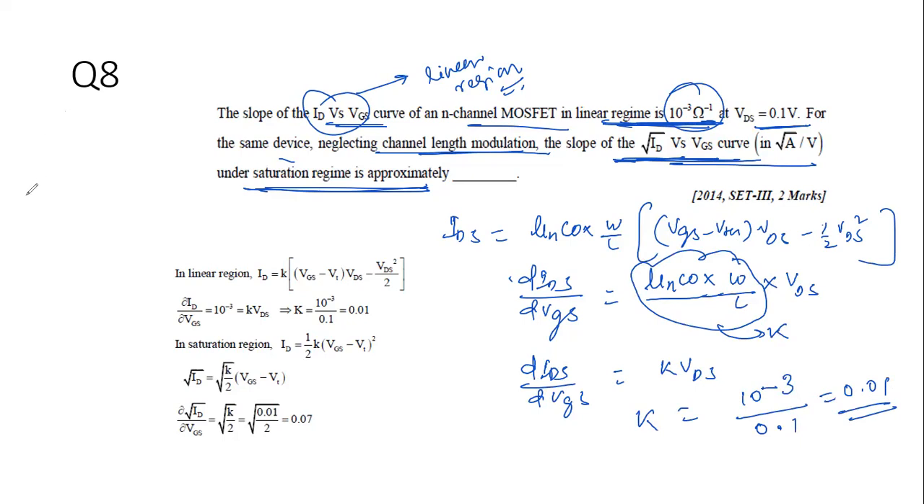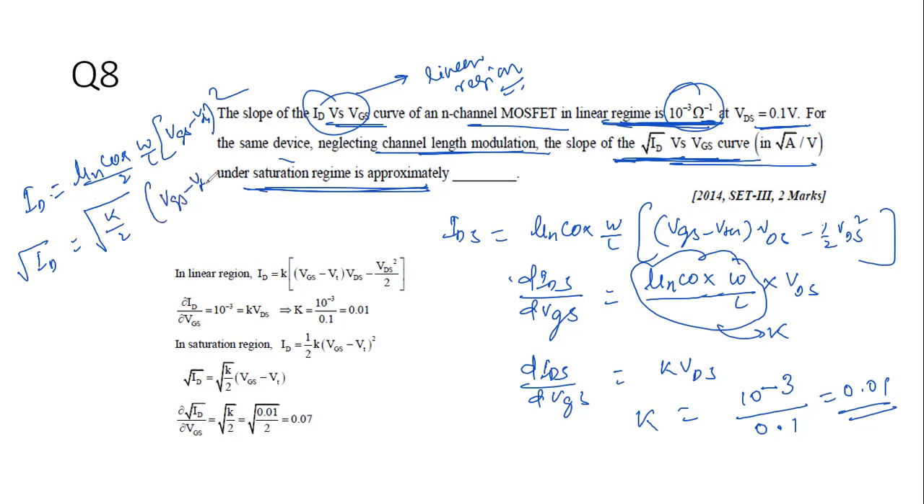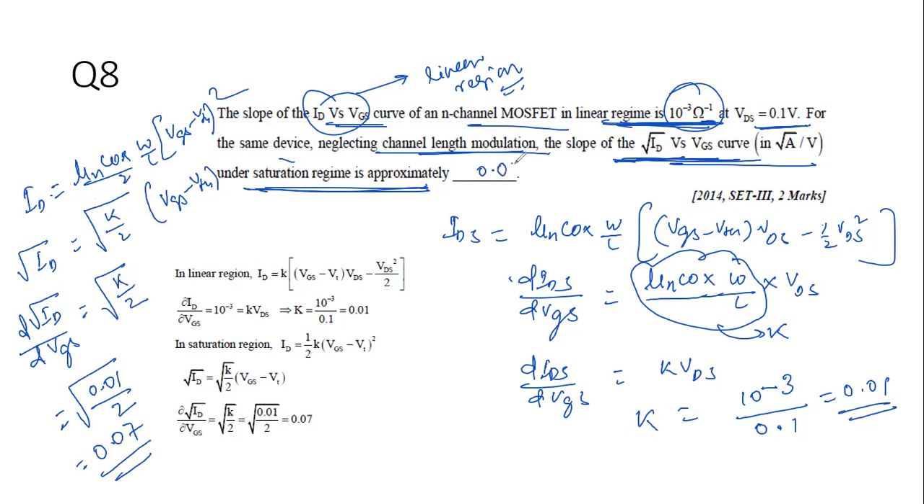Now root ID in the saturation region is what? Mu n C oxide by 2 W by L, VGS minus VTH whole square. So root ID equal to what? This is root under K by 2, times VGS minus VTH. So d root ID upon dVGS equal to under root K by 2, and this is equal to under root 0.01 by 2, and this is 0.07. So the answer is 0.07, the right answer.